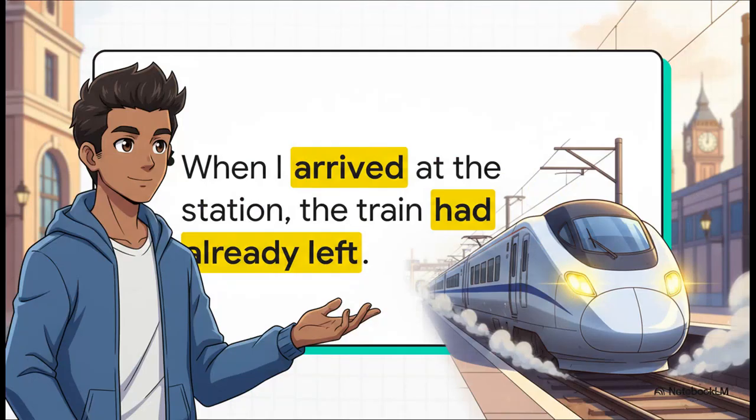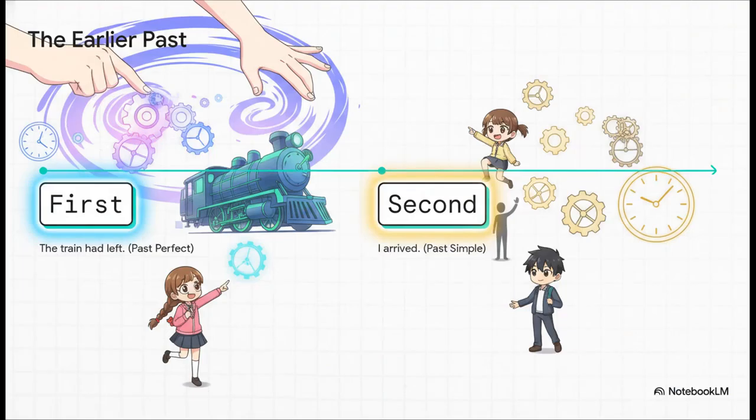Here's a brilliant, clear-cut example. Okay, let's think. Which action happened first in real time? The train leaving, right? That's why it's in the past perfect, had already left. My arrival, which happened second, is in the simple past. And this timeline just makes it crystal clear. The event in the past perfect, the train had left, always sits earlier on the timeline than the event in the past simple. It really is as simple as that.